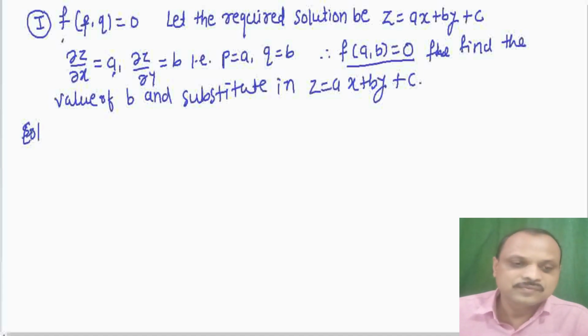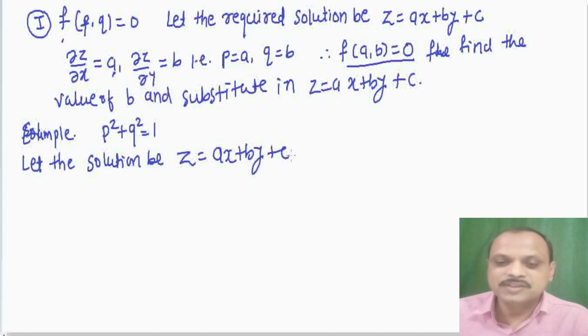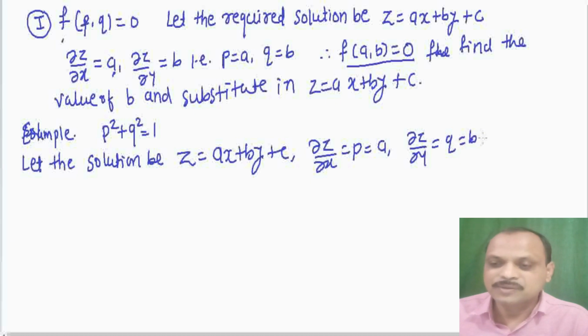Solve p square plus q square equal to 1. So we assume the solution to be z equal to ax plus by plus c. From this, del z by del x, which is p, equals a, and del z by del y, which is nothing but q, equals b. Let us call this equation number 1.